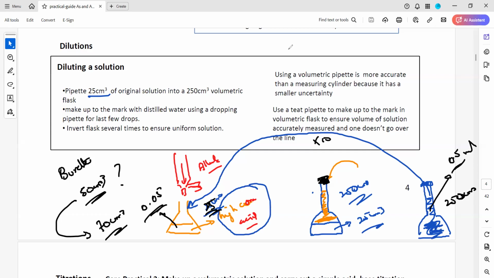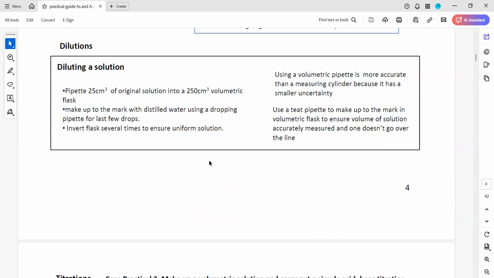Is it clear? Diluting a solution, any doubt in this?